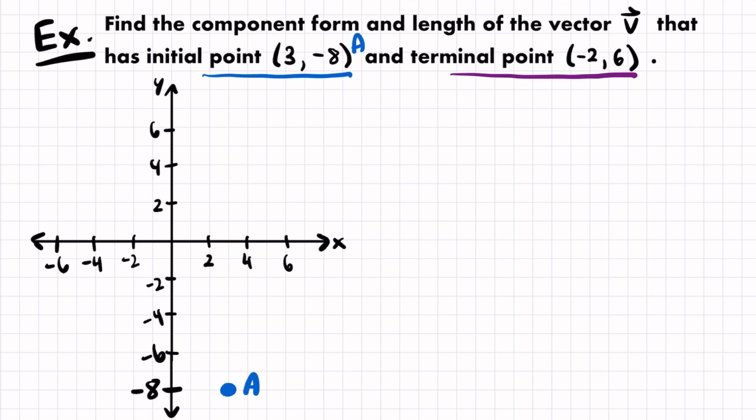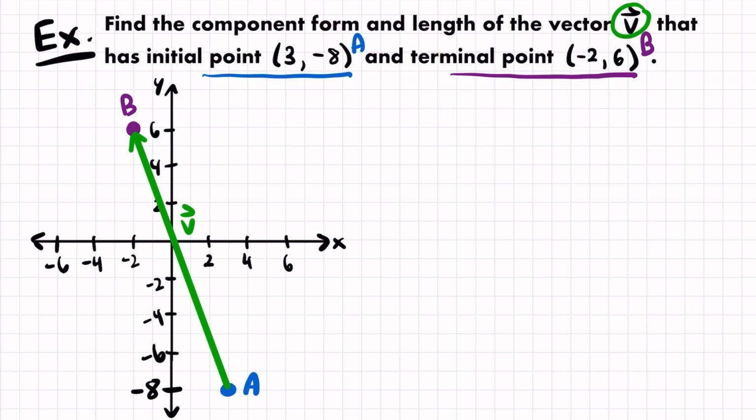And then B will be our terminal point, so I'll label this with B, and that is at (-2, 6). So if we go to our coordinate plane, (-2, 6) is right here. So that is our terminal point, B. Okay, so now what we should do is connect these two points. We should start at our initial point and connect it to the terminal point to create our vector. So I'm going to do that like this. That is our vector that I'm going to label with v.